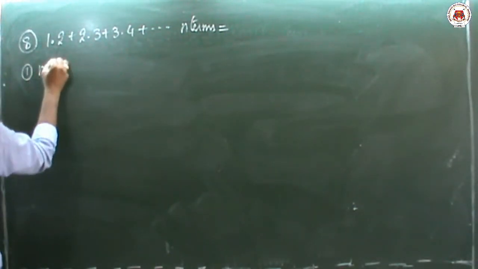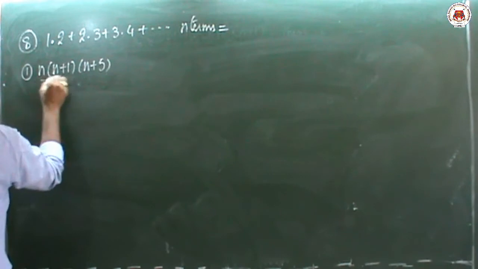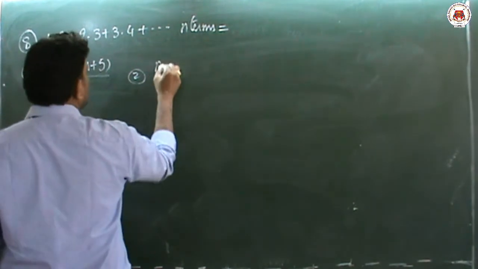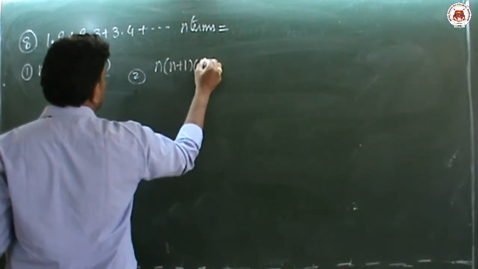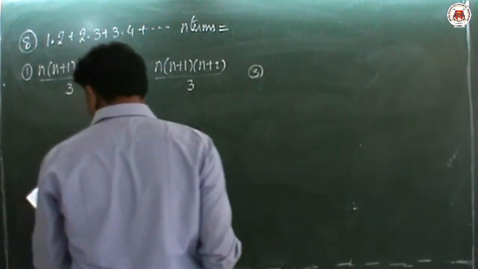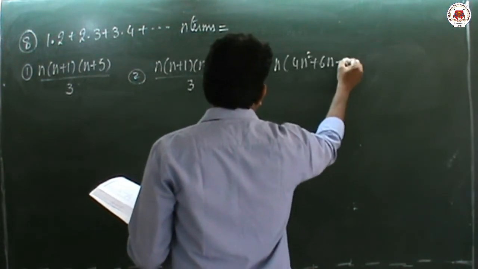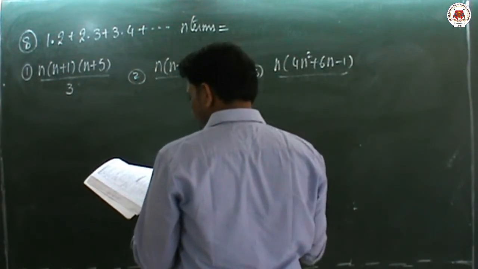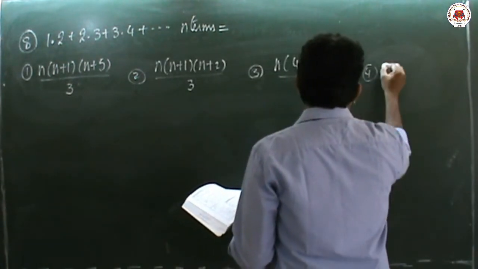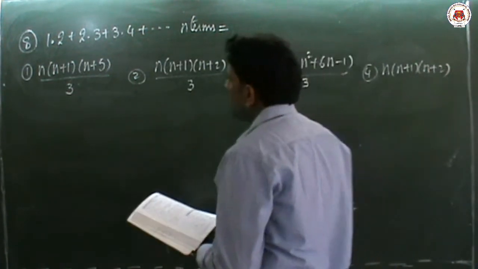First option is n into n plus 1 into n plus 5 by 3. The second option is n into n plus 1 into n plus 2 by 3. The third option is n into 4n square plus 6n minus 1 by 3. And the fourth option is n into n plus 1 into n plus 2. So these are the options.